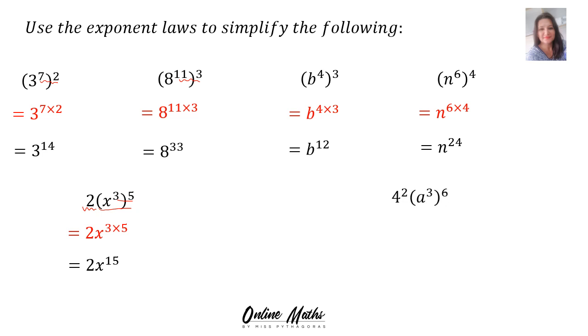And then this one, now 4 squared, you can work out. 4 squared means 4 times 4, which is 16. And then on this one, a to the 3 raised to the 6 will be 16 a to the 3 times 6, and that is 16a to the 18.